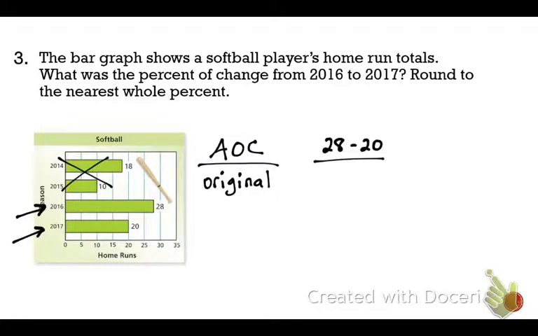Originally, what was the original amount? 2016 or 2017? 2016, because it came first, all right? How many home runs did she make in 2016? 28, so we're going to divide that by 28. Reagan, what do I do next? 8 divided by 28. Okay, very good, because he knows 28 minus 20 is 8, and now he's going to tell us what 8 divided by 28 is.